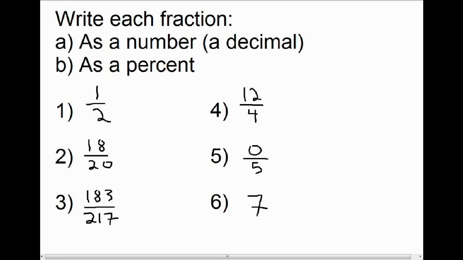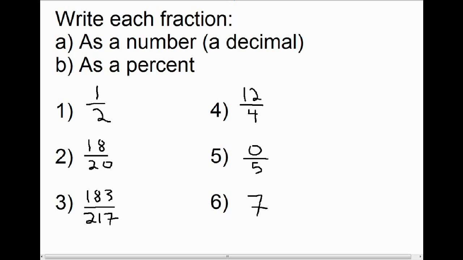So to finish off our lesson on writing fractions as percents, I'm going to ask you to answer a few questions here. For each one of these values, I'm going to ask you to do two things. First, write it as a number, usually as a decimal, and second, as a percent. You'll notice the first 5 are all fractions. They all start off as fractions. The last one is actually already written as a number.